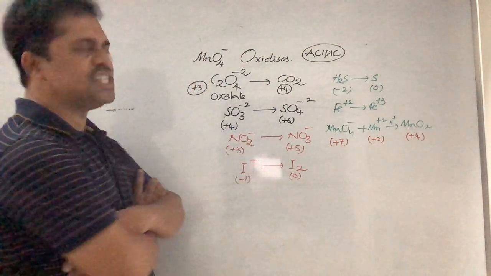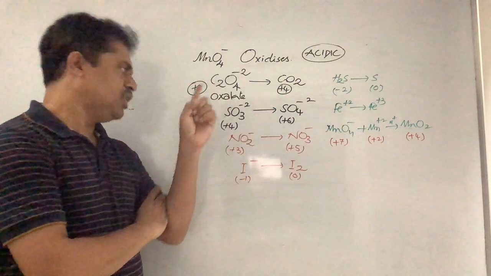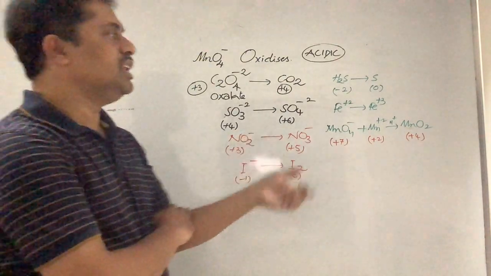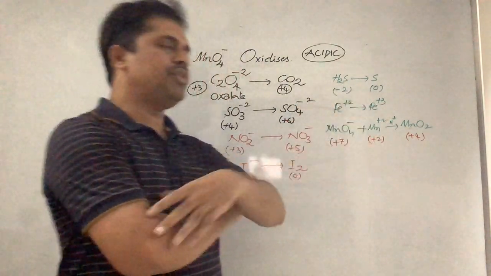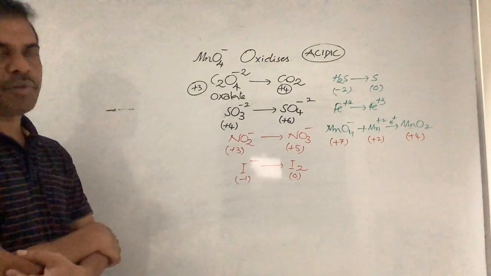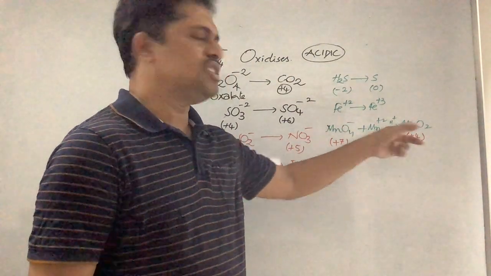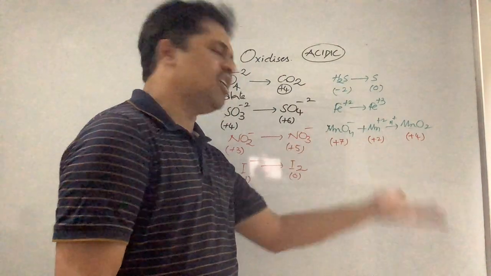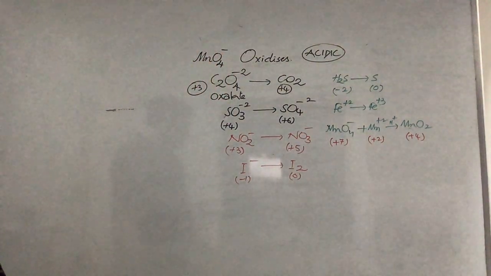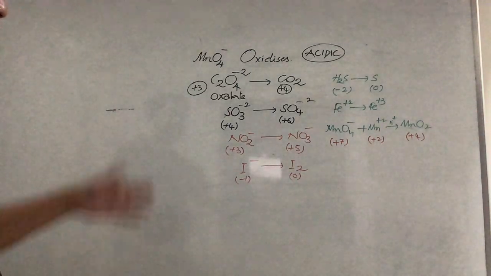So all these are oxidation reactions in acidic medium. C2O4 minus 2 to CO2, SO3 minus 2 to SO4 minus 2, nitrites to nitrates, iodides to iodine, H2S to sulfur, Fe plus 2 to Fe plus 3, and MnO4 minus reacts with Mn plus 2 in acid medium to form MnO2. Okay, here you can say Mn plus 2 is oxidized to Mn plus 4. This is again oxidation only. So all these are oxidation properties. Along with this, we have generally oxidation properties in basic medium. All these are in acidic medium.